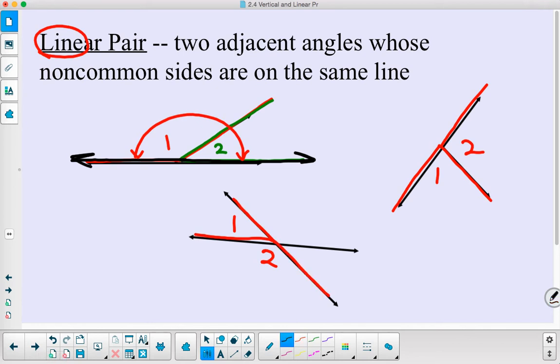If you have a ruler or maybe an index card, you can cover up part of the picture, and then it might be easier for you to see angle 1 and 2 are on the same side of the line, resulting in a linear pair.